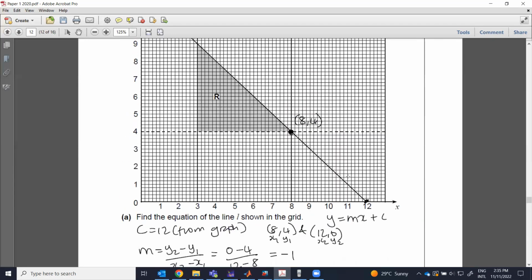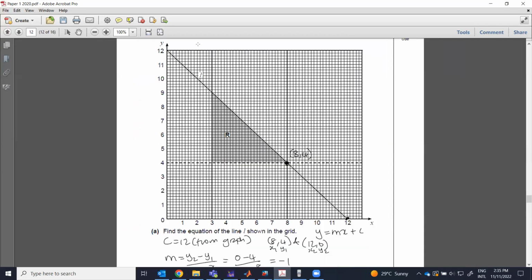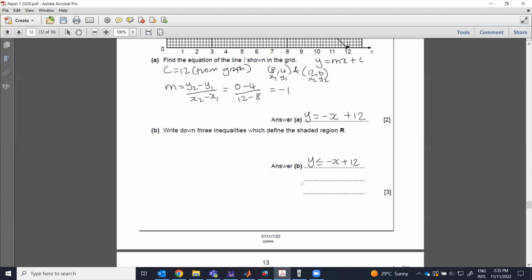Then the second one is we have this horizontal line here. This is the line y is equal to 4, okay? And it's above that line, so that is greater than, and it's strictly greater than because I have a broken line over here. So the second inequality is y is greater than 4.